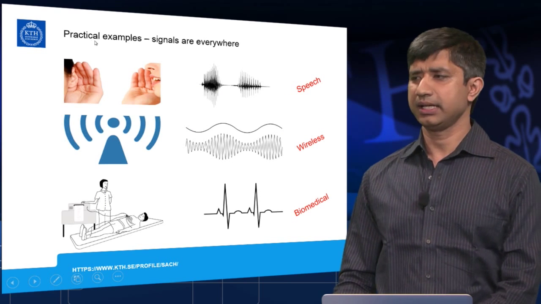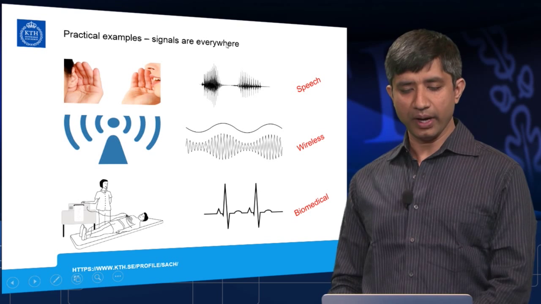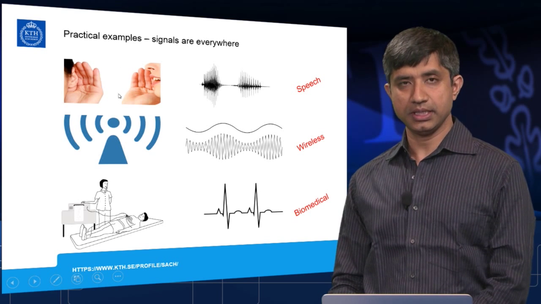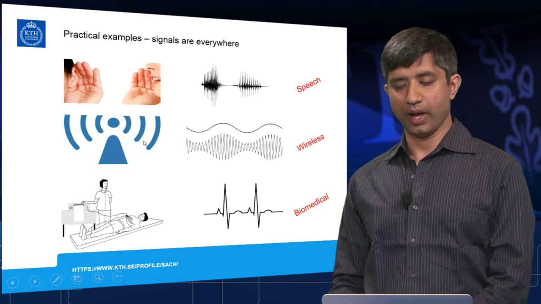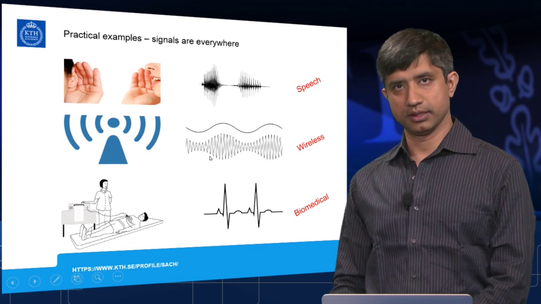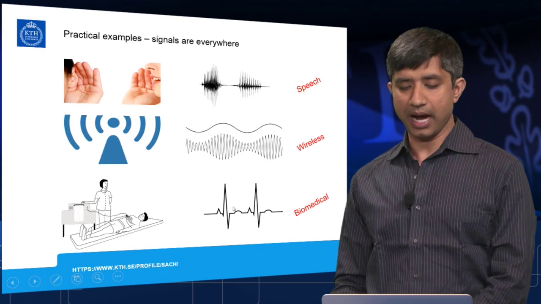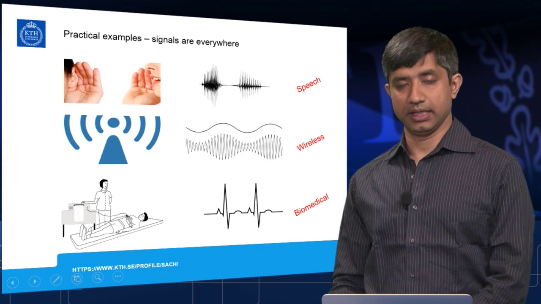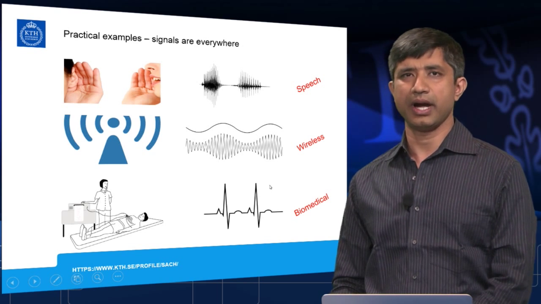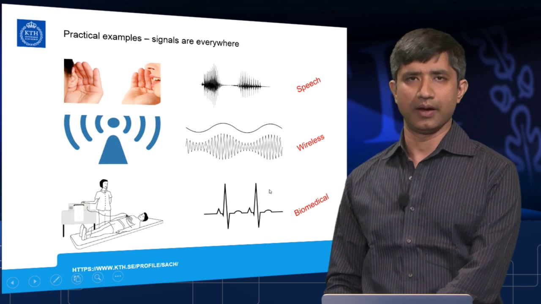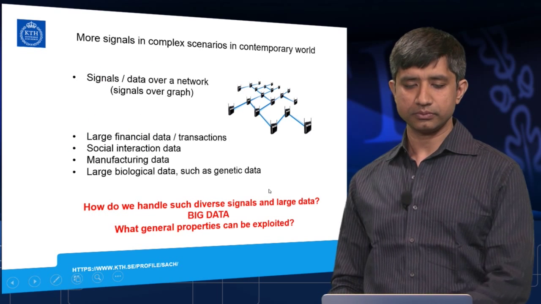Now, there are practical examples. The signals are everywhere. Let us say this is a speech signal, a typical example of a speech signal. For wireless communication, this is a typical example of a wireless signal, and for biomedical, I have taken an ECG signal. This is a typical example of an ECG signal. These are traditional signals people have worked on for years.